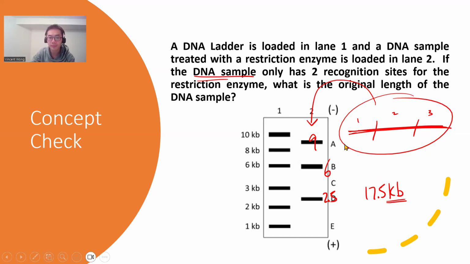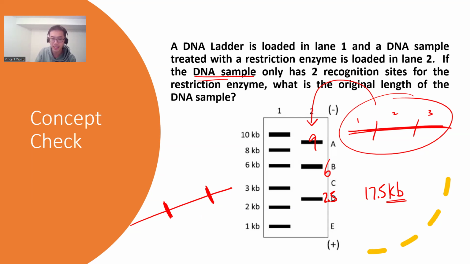Vincent, why are some of the bands thinner than others? Yes, that's a good question. Sometimes it's because of this. Let's say you have the DNA sample, and let's say it's like this, okay? Let's say you cut it here, and then you cut it here. So how many fragments do I have?